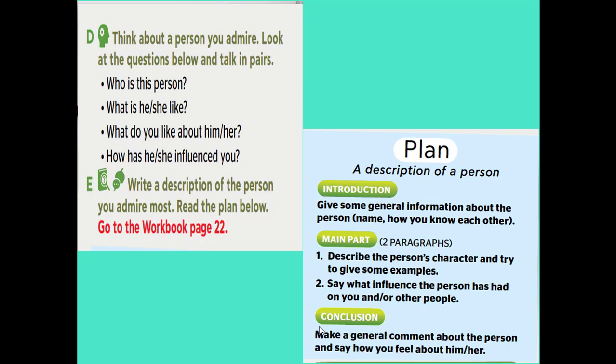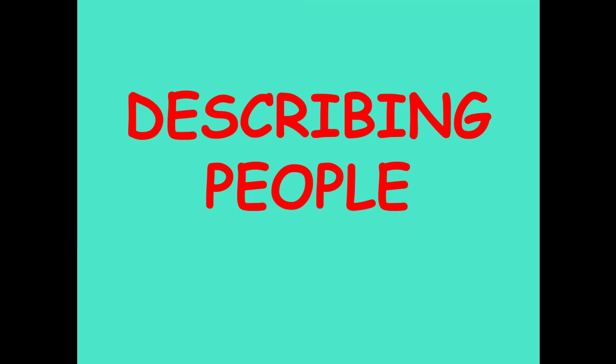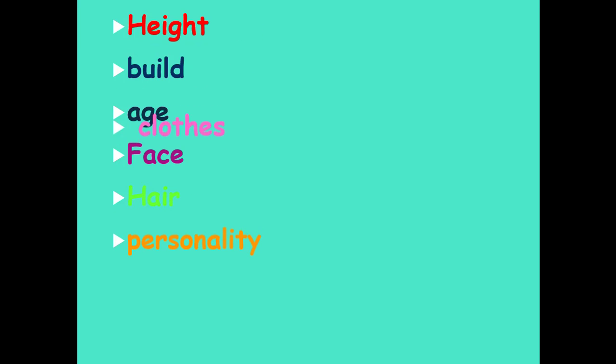We will learn how to answer these questions, and then we will go to the workbook page 22 and try to apply what we have learned. But first, let us have a quick look at how to describe people. We can describe people using the following items: height, build, age, face, hair, personality, and hobbies. Let us start with the height and build.